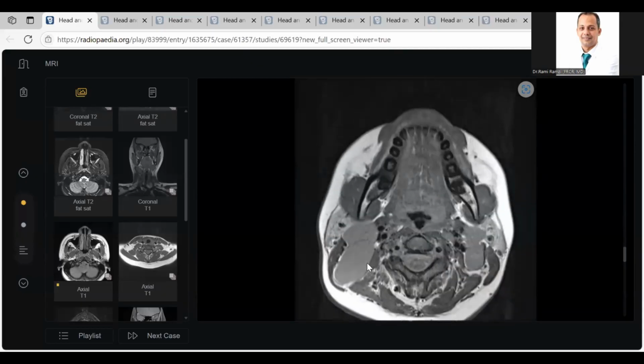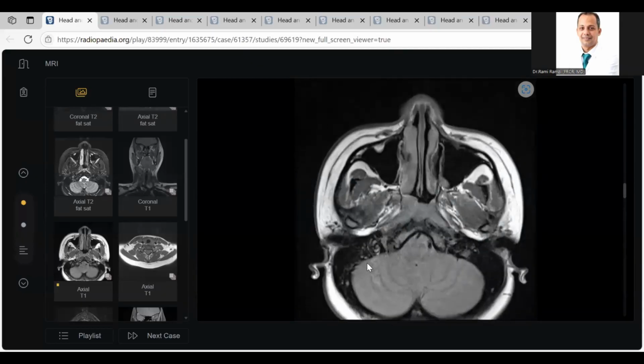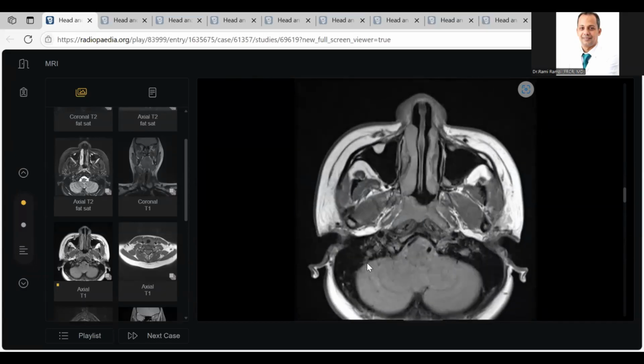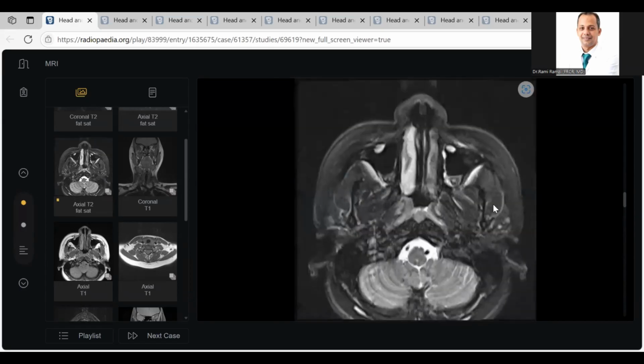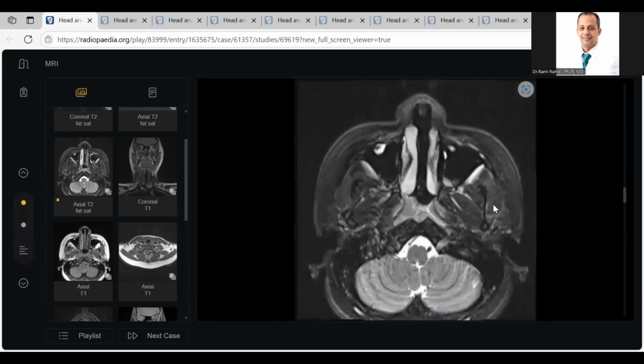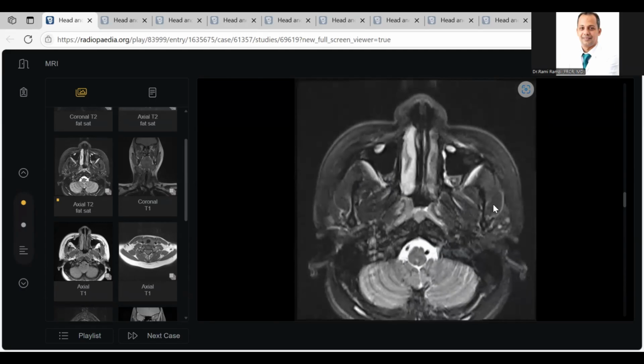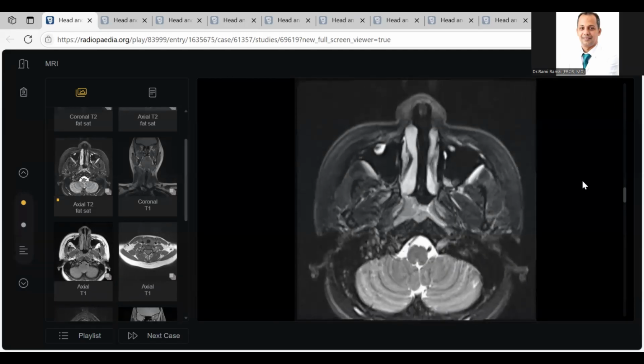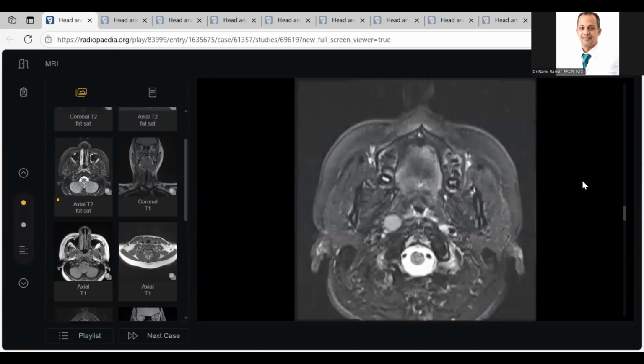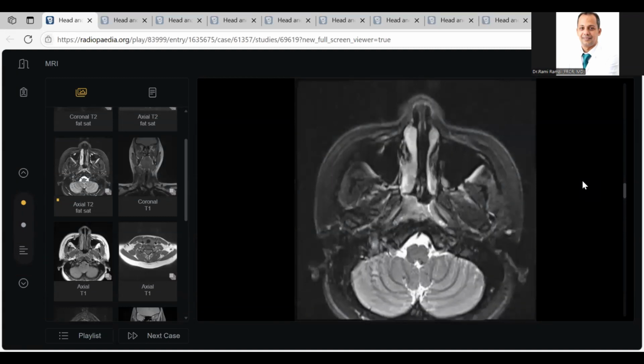Have a look here again, especially here. Look at these slides. What happened here? See, what happened here? Okay, sir. So this is an axial fat sat image. What happens, sir?